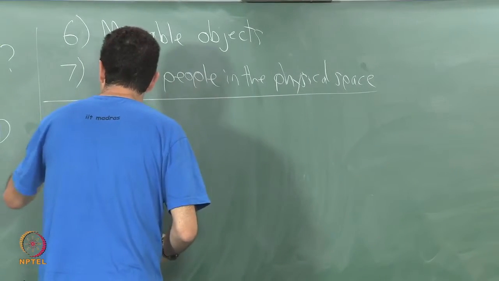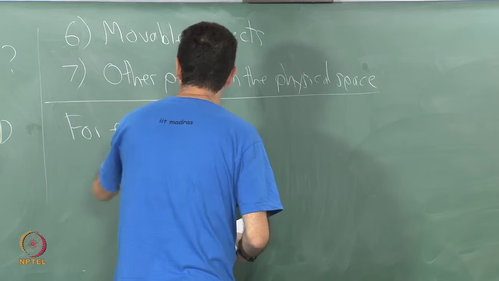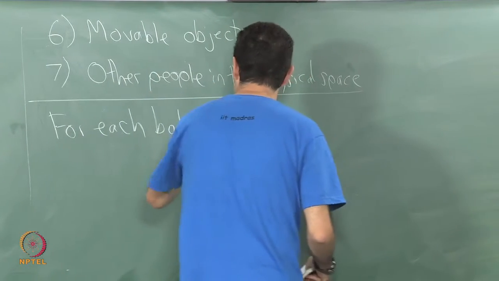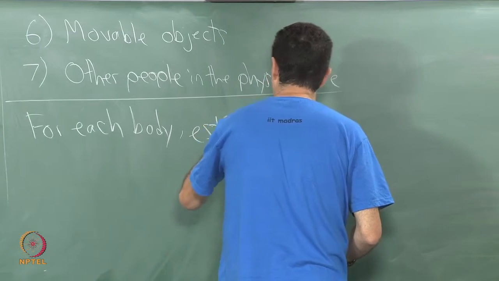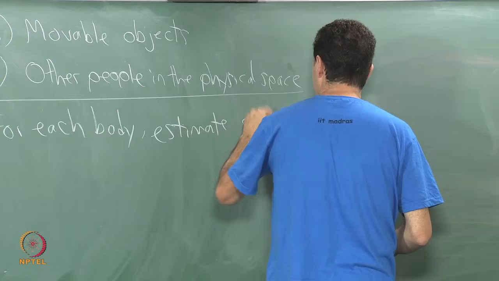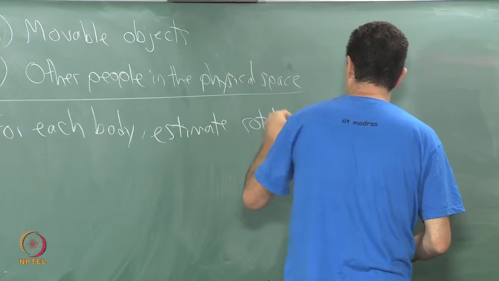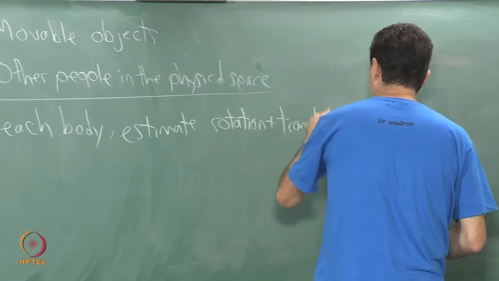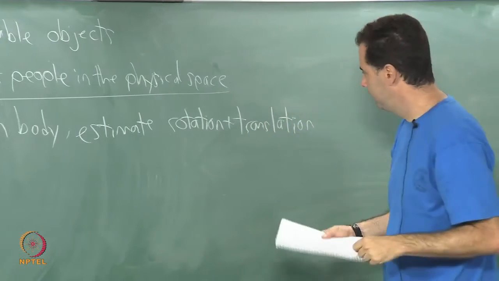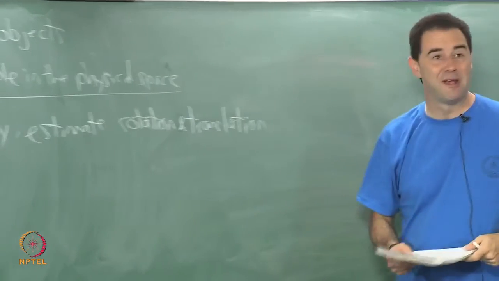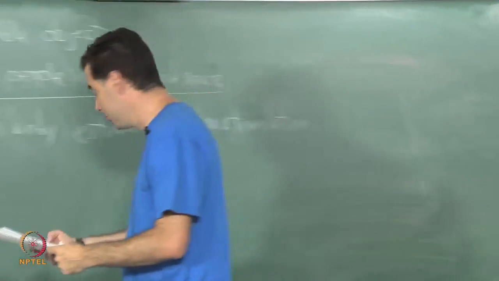Now for each rigid body, we want to estimate the rotation and translation. Probably shouldn't say plus, I probably should just say and. Don't want to make it look like I'm doing some bad mathematical operation.